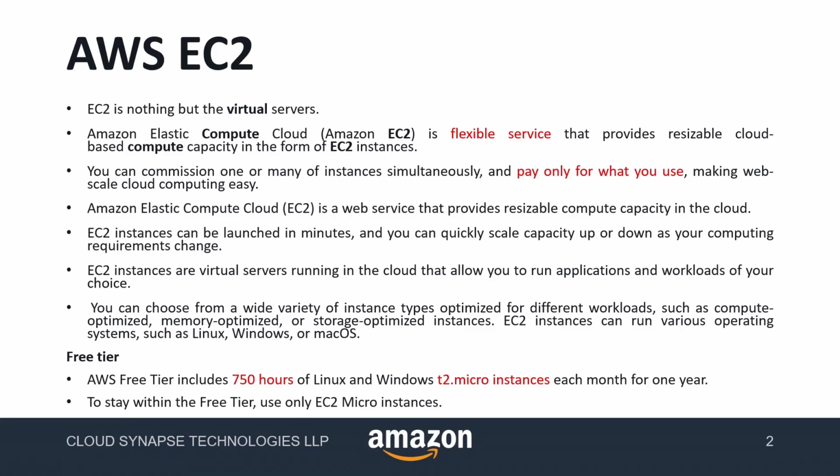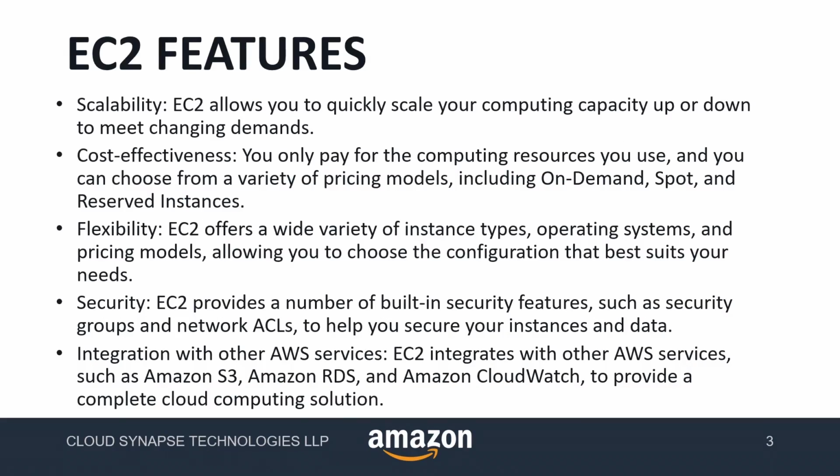AWS has free tier access. Once you have created a free tier account, you can have 750 hours of Linux or Windows T2 micro instances, which can run for a month, and over 1 year it is free. To stay within the free tier, you can use only EC2 T2 micro instances. EC2 features scalability, cost effectiveness, flexibility, and security and integration with other AWS services.